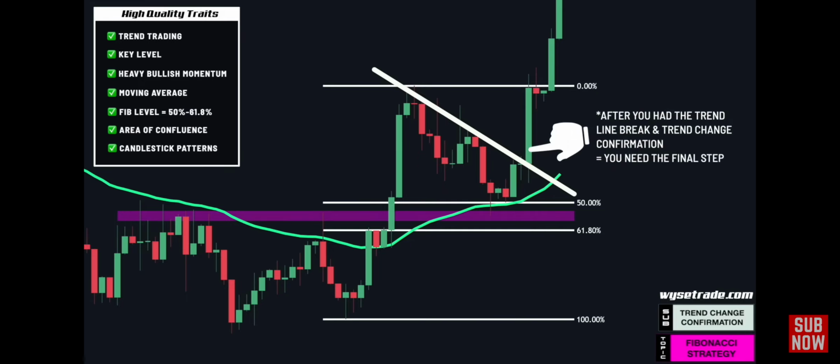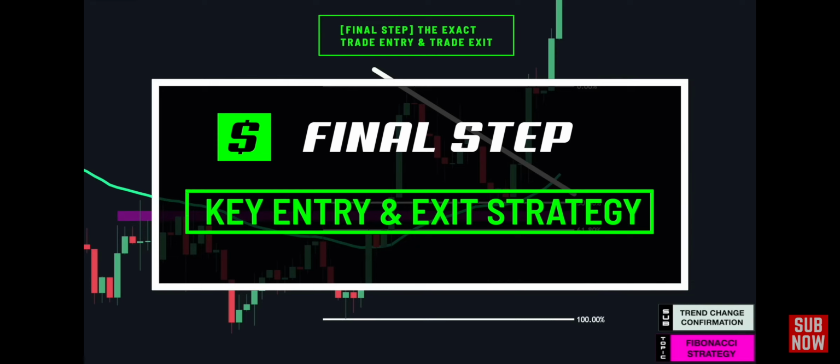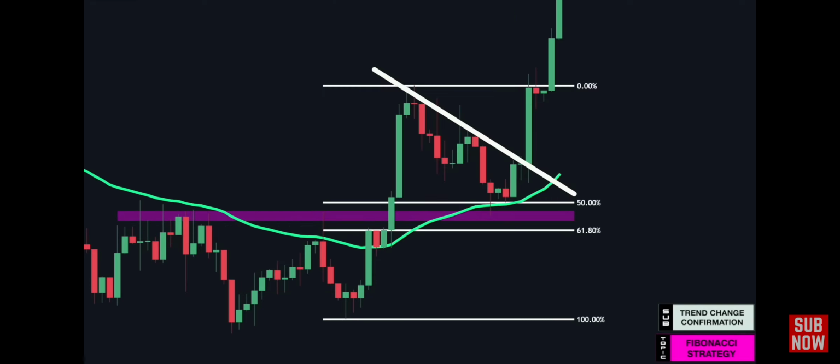So after you had that trend change confirmation breakout, all things are a go. This is when you need the final step of the formula, which is to go to the lower intraday timeframes and use our key entry and exit strategy and entry tool. So this leads us to our next topic.